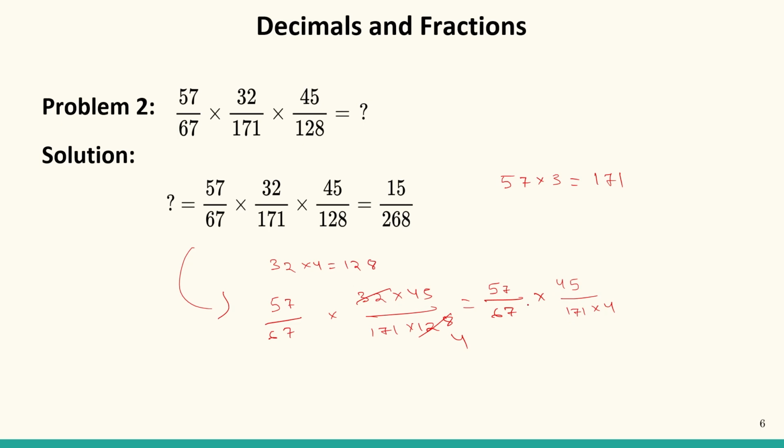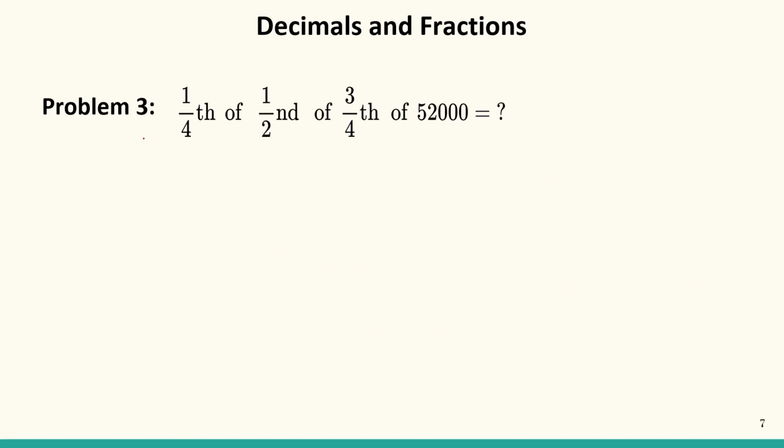Okay, so this will be 3. So what we are left with is 45 by 12 into 67. Here you can see that 45 is divisible by 3, and if we divide it by 3, we are left with 15. And if we divide 12 by 3, we are left with 4. So this is equal to 15 by 4 into 67. Okay, so 4 into 67 is nothing but 268.